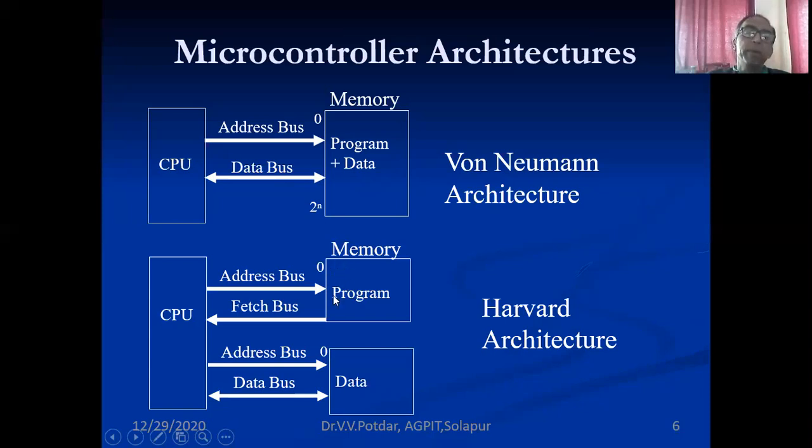And then part of memory is used for program storage and program retrieval, and then data storage. You have address bus and data bus. So here in von Neumann architecture, program plus data is there on the memory, whereas in Harvard architecture, memory is divided separately for program and data. So these are the differences between von Neumann and Harvard architectures.